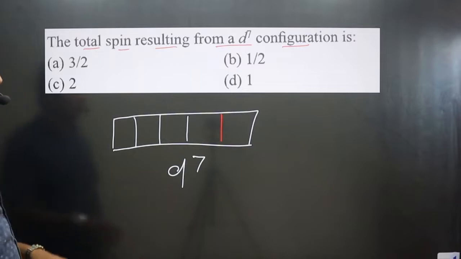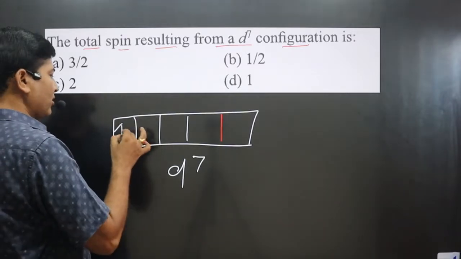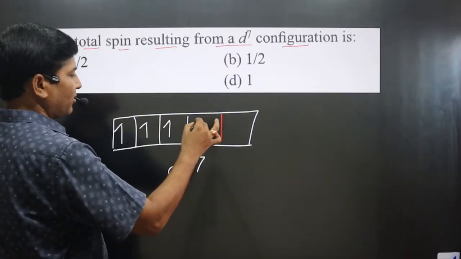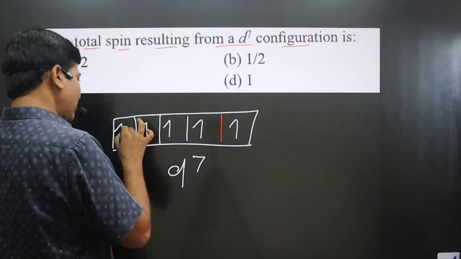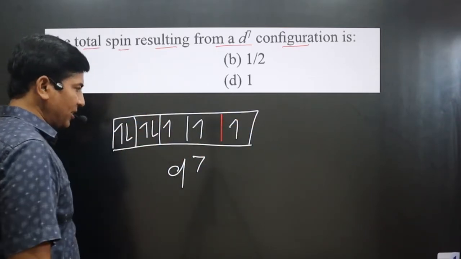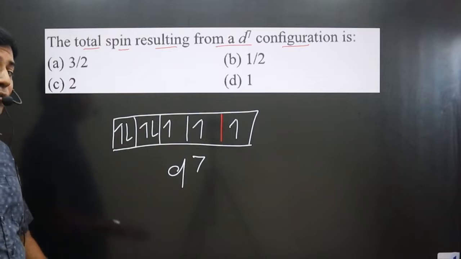We can fill the electrons following Hund's rule. Singly fill first: first spin, second spin, third spin, fourth spin, fifth spin, and then we have the sixth spin and the seventh spin. This is how we fill the electrons following Hund's rule.